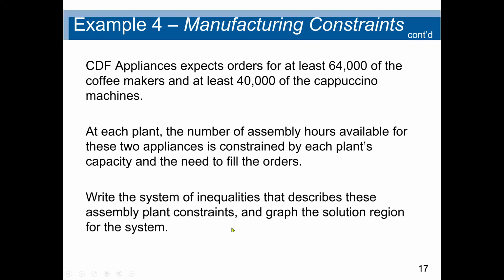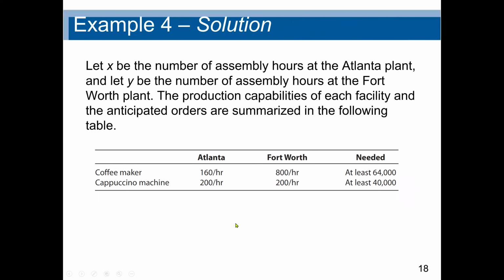Now the question says we should write a system of inequalities that describes these assembly plant constraints and graph the solution region for the system. So this is what we get from the question. The coffee maker in Atlanta is 160 per hour, the cappuccino machine 200 per hour. We have Fort Worth as well, and these are our constraint values.